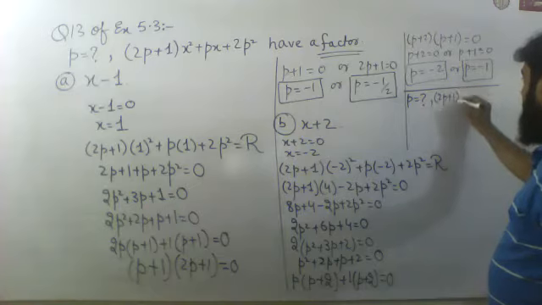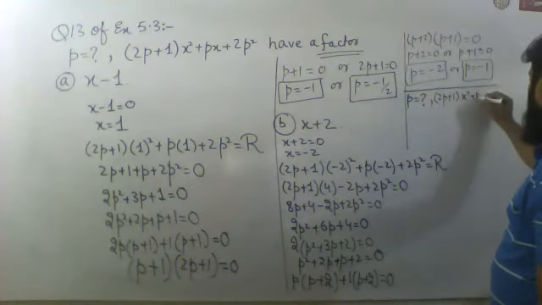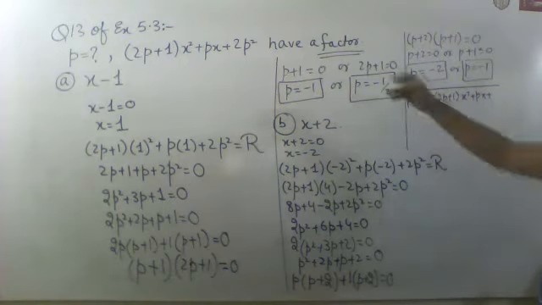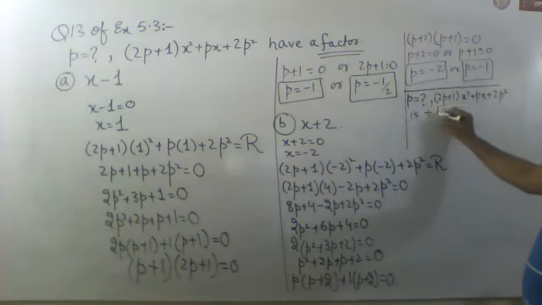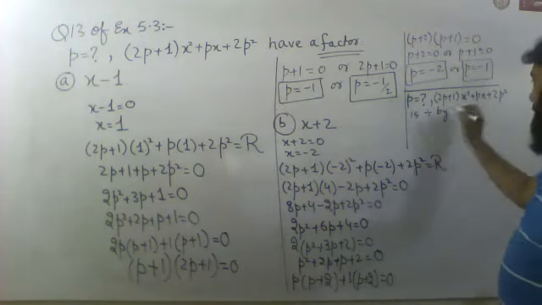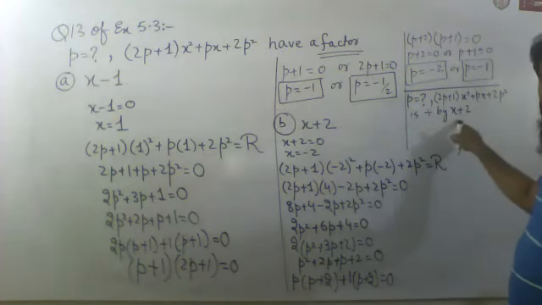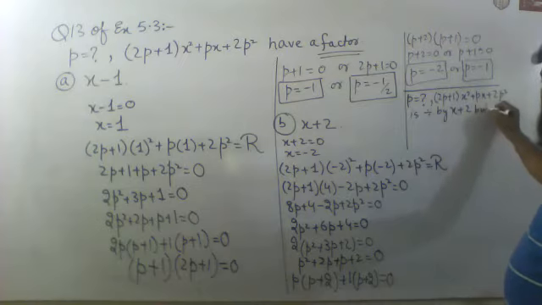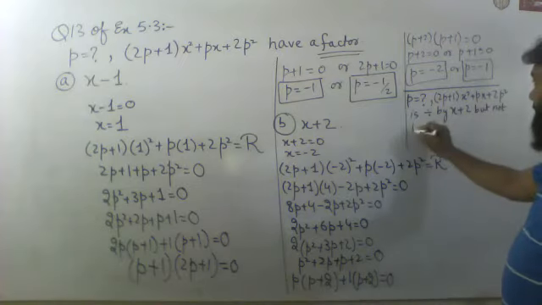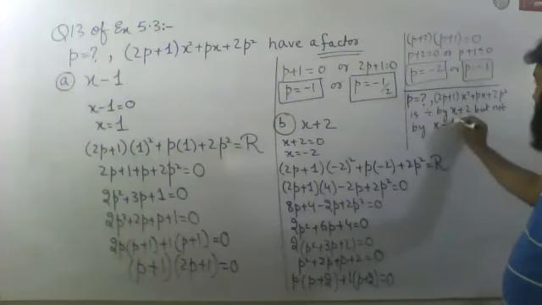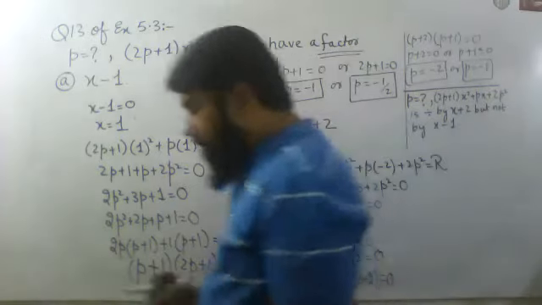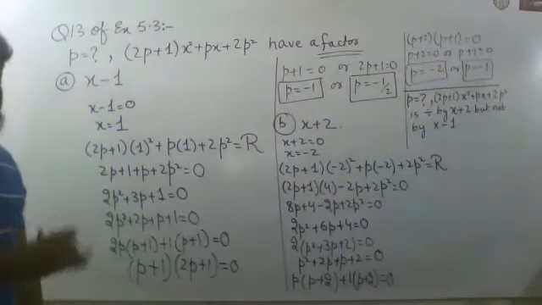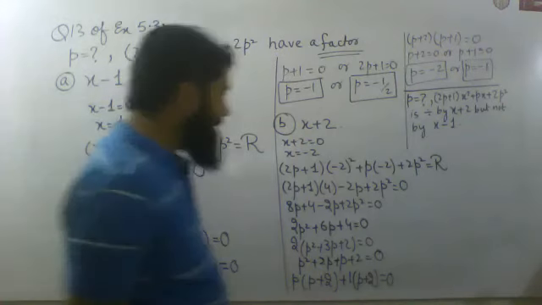2p plus 1 x square plus px plus 2p square is divisible by x plus 2. It is going to be divisible by x plus 2, but not by x minus 1. Okay, they are saying that I have to find that value of p for which it is exactly divisible by x plus 2 but not by x minus 1.